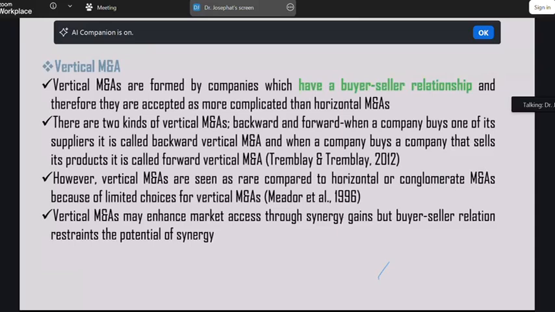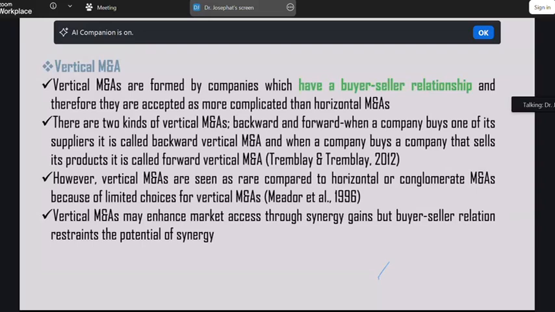Lakini kwenye vertical, mergers and acquisitions are formed by companies which have a buyer-seller relationship. One is the buyer, one is the seller, or one is the manufacturer, one is the source of raw material. And therefore, they are accepted as more complicated than horizontal merger acquisitions. There are two kinds of vertical mergers, backward and forward.